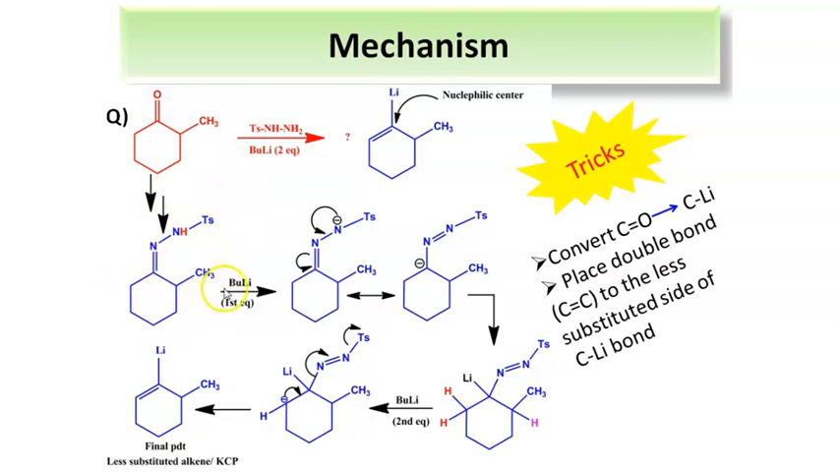Now when the first equivalent of butyl lithium is added, it will abstract the most acidic proton. Now which is the most acidic proton in this system? Of course this NH proton is the most acidic. Why? Because this NH hydrogen atom is attached to an electronegative nitrogen atom. At the same time, the tosyl group has some electron withdrawing inductive effect, that is the minus I effect. So this NH proton is the most acidic proton here. So butyl lithium will abstract this proton only at the very first attempt.